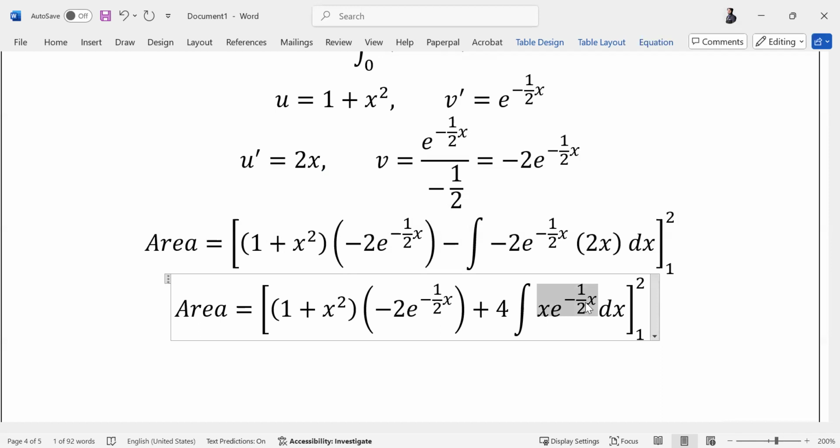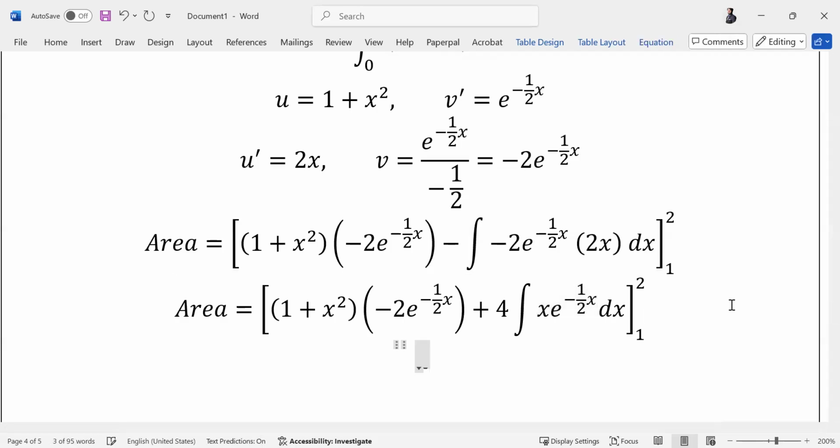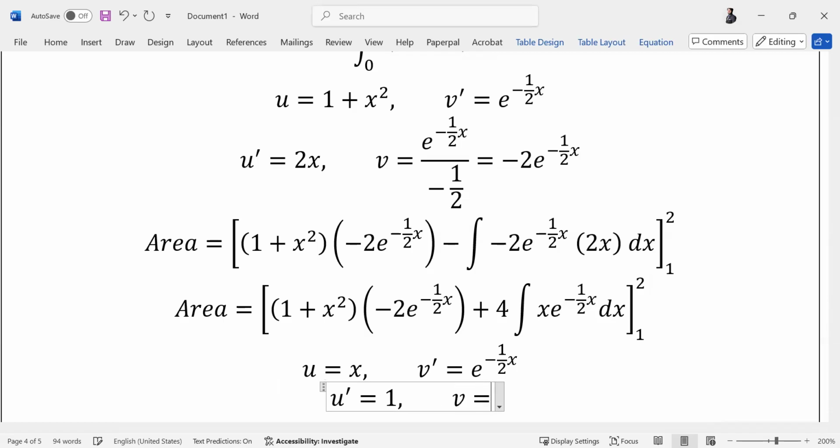U is x. And what is your v dash? Baaki cheez you'll have to write it as it is. U is x and v dash is e to the power minus half x. Your u dash is 1 and your v is minus 2e to the power minus half x.